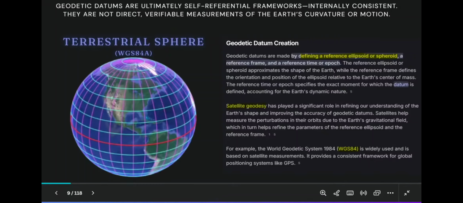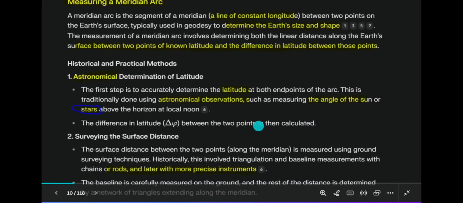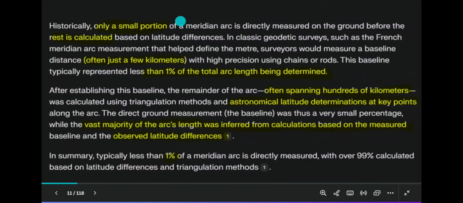Now, we also touched on how they confirm that model. Once they assume the Earth is a terrestrial sphere, how did they make sure that they were correct, mind you? Well, they measured meridian arcs, right? Meaning that they measured a very small portion, and then calculated the distance between those two points using latitude and astronomical observations. They would use the angle of the sun or the stars above the horizon, and measure a very small portion of, say, a terrestrial meridian, from the North Pole to the equator. They measured just a few kilometers, 1 or 2, which is about 1% of what they were claiming to have measured, and they calculate all the rest. So they measure 1%, and calculate all the rest based on astronomical latitude determinations.